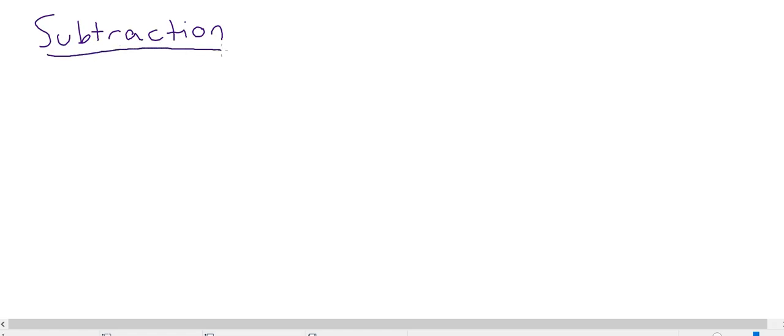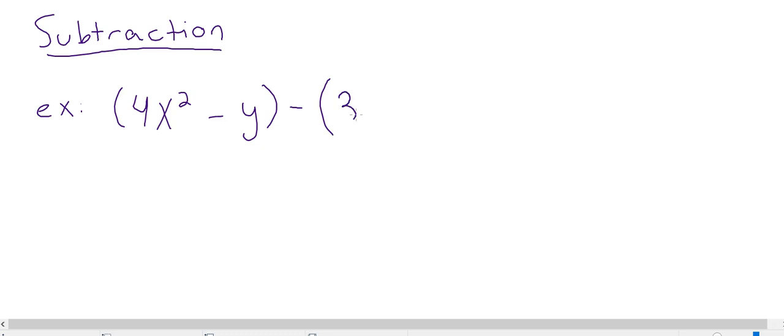Subtraction is a bit more complicated than addition. Let's look at an example. Let's say I have 4x squared minus y, minus 3x plus 4.